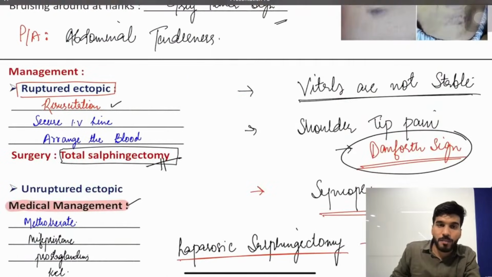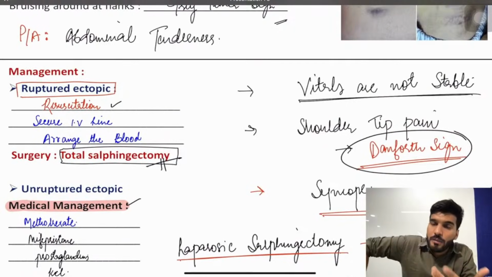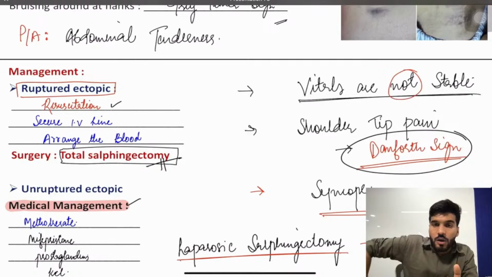On per abdominal examination, we have abdominal tenderness. Then cervical motion tenderness will be there as well. In ruptured ectopic pregnancy, vitals are not stable due to the blood loss. And the shoulder tip pain sign is called Danforth sign.